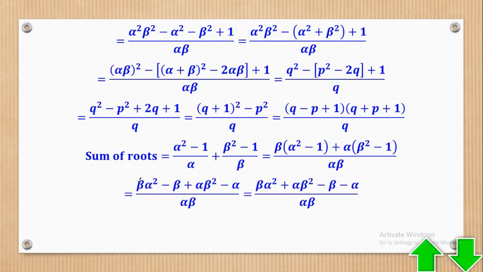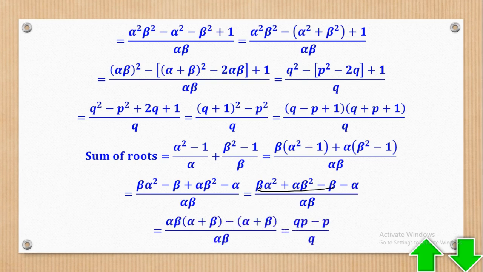Expand the numerator to come up with that. Rearrange to come up with that. Then factorize here by grouping. This one gives you this, and this one gives you that. So I already now have sum and product. So product is this, sum is that, product is that.